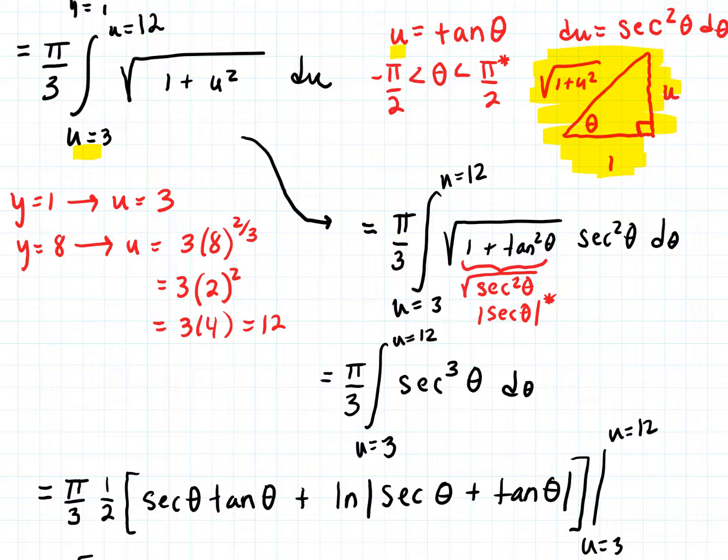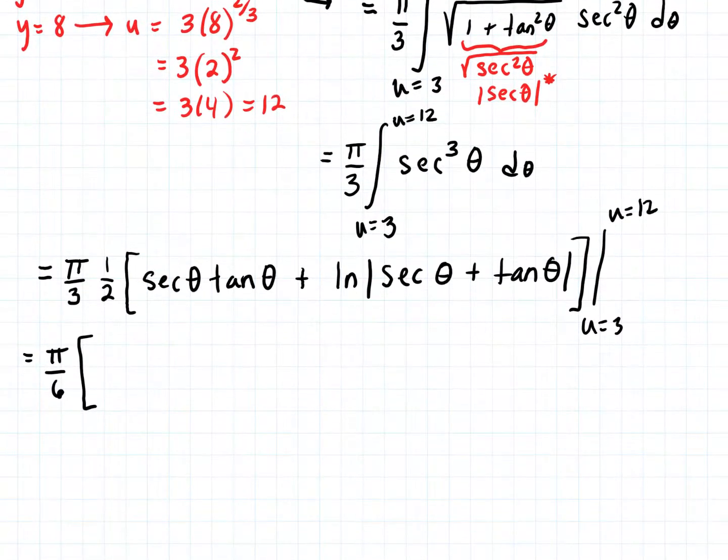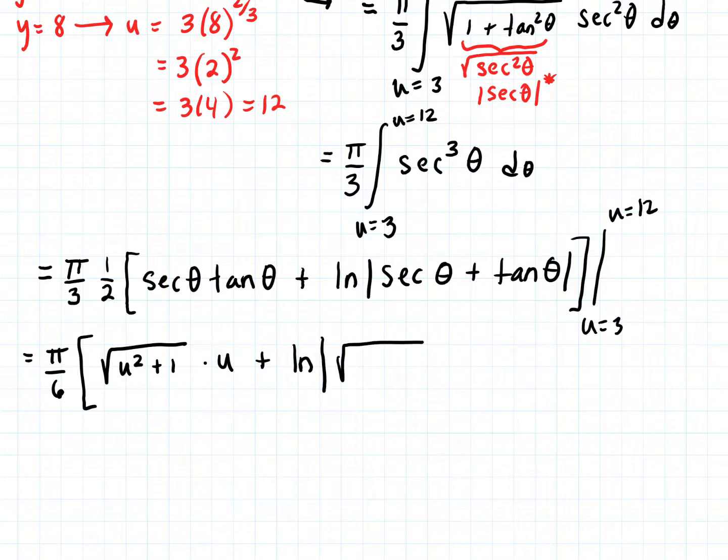So the secant is going to be the square root of 1 plus u squared over 1, the hypotenuse over the adjacent side, and the tangent is going to be u over 1. So putting those expressions in for secant of theta and tangent of theta, this is going to be the square root of u squared plus 1 times u plus the natural log of the square root of u squared plus 1 plus u, evaluated from u equals 3 to u equals 12. We're back in terms of u at this point, so I'm going to drop the carrying of u. So this is evaluated now from just 3 to 12, knowing that those are u's.